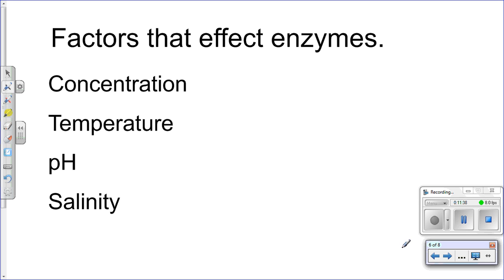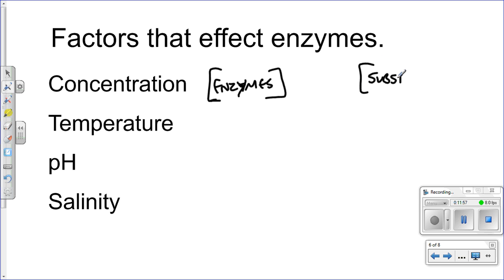All right, last couple things here. What factors affect enzymes' rate? Well, concentration is a big part. Now we can talk concentration of enzymes, and we can also talk about concentration of substrate, and this relates to your lab.